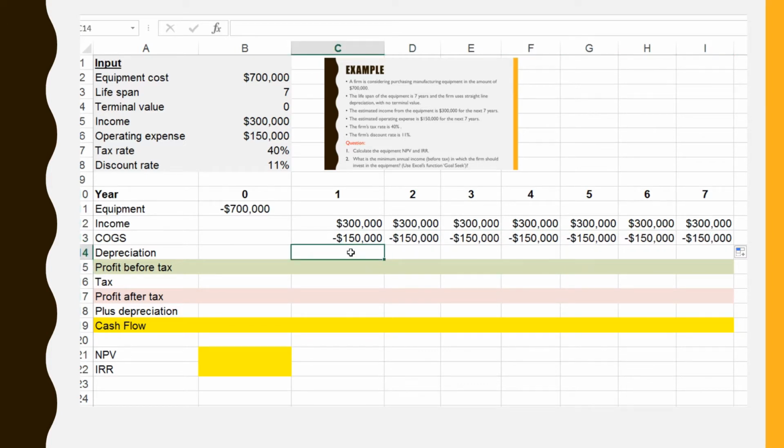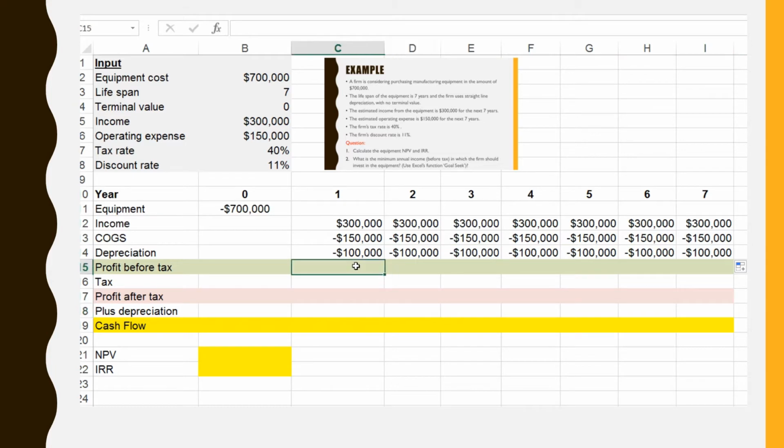Depreciation is actually based on straight line method, whereby the yearly depreciation is equal to 700,000 divided by 7 years. Alright, again I'm going to fix the reference cell by typing F4. And I put a negative sign because depreciation is an expense. Enter, and this is the answer, and I can just drag across.